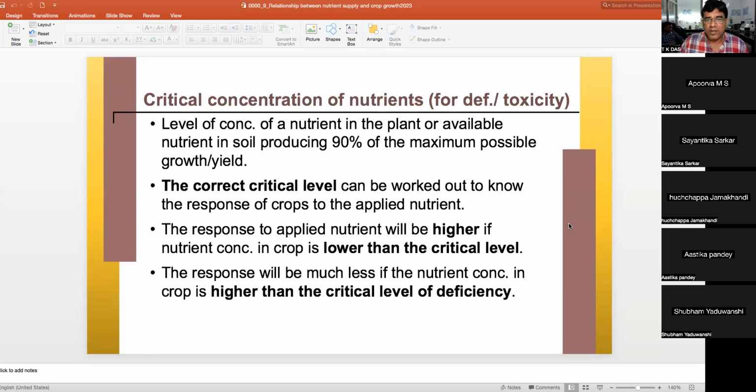The correct critical level can be worked out to know the response of crops to the applied nutrient. We can know the critical level: the level of the nutrient where you get 10% reduction in yield, or where you get 90% of the maximum possible yield, is the critical concentration. The response to applied nutrient will be higher if nutrient concentration in the crop is lower or below the critical level. The response will be much less if the nutrient concentration in the crop is higher than the critical level. So then the response or change in the growth will be smaller and smaller.